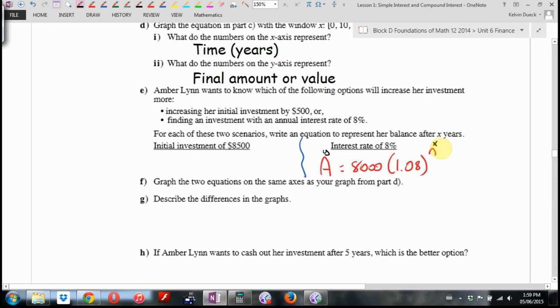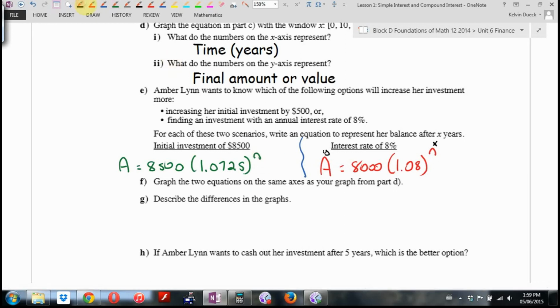Or I could start out with more. I could have final amount equals an initial amount of $8,500. But still, Brendan, at 7.25%, 1.0725 for, we're not sure how many years. Oh, let's put an n here. And again, I recognize that's going to be a y, that's going to be an x.